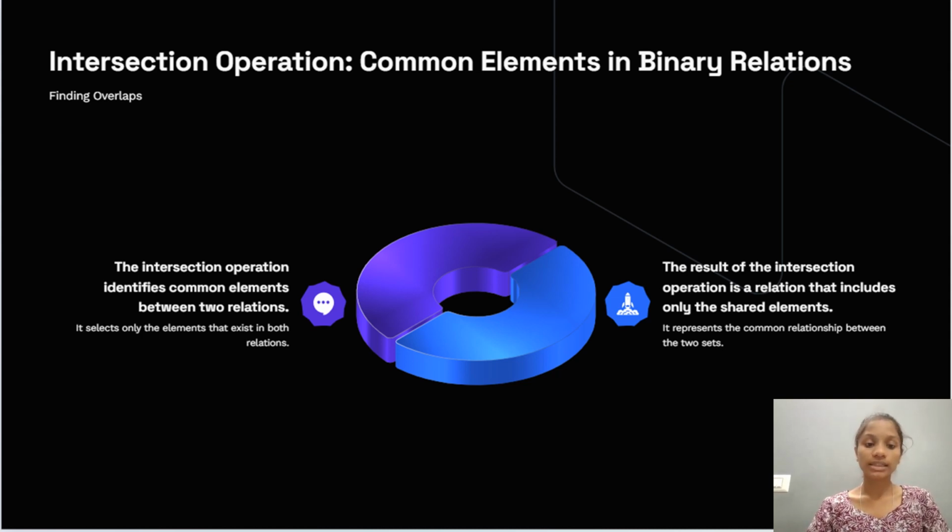So it selects only the elements that exist in both relations. The result of the intersection operation is a relation that includes only the shared elements. It represents the common relationship between the two sets.